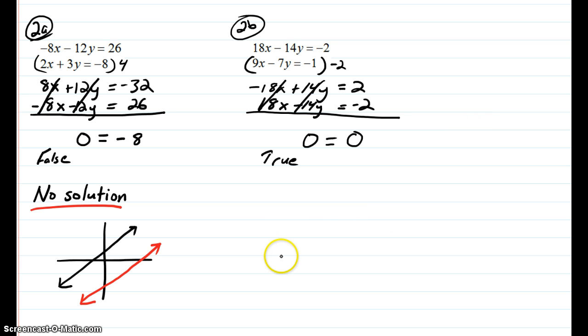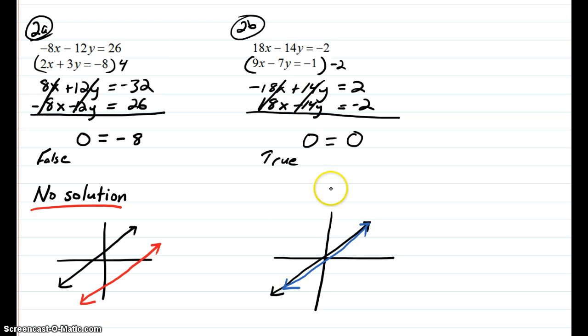And so what happens here, if we were to graph these two lines, I graph my first one, and then when I go to graph my second one, it actually turns out to be the same line right on top of it. And so when we get a problem that says 0 equals 0, we say true, but now we say many solutions, because there's more than one point on the graph that would work. You can say many solutions or infinite solutions, but we'll just go with many solutions for now.